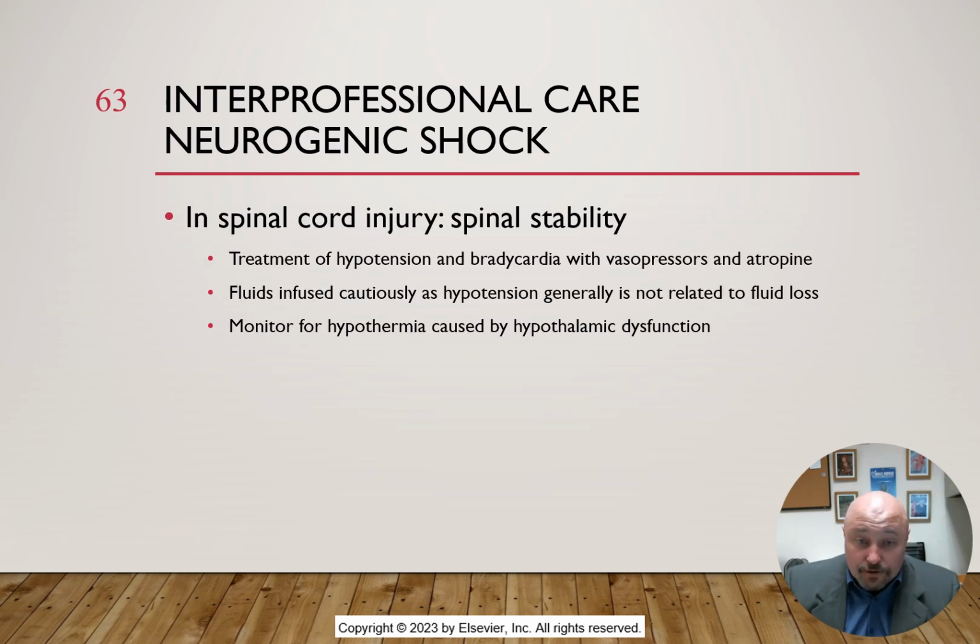In the case of neurogenic shock, spinal cord injury and spinal stability is a priority. The treatment of this hypotension and bradycardia with vasopressors and atropine. Fluids infused cautiously, as hypotension generally is not related to fluid loss. And we want to monitor closely for hypothermia caused by that hypothalamic dysfunction.